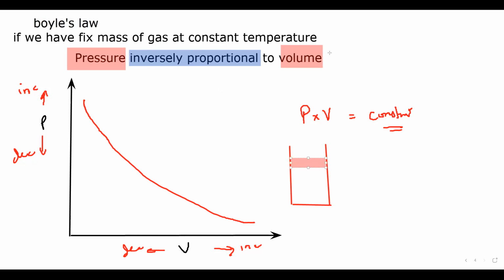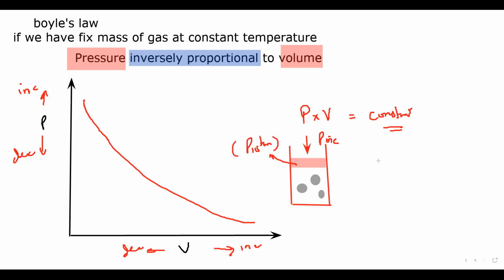This is a container which is filled with gas molecules. So 3 gas molecules are there. And I try to push this container, I try to increase the pressure. If the pressure is increased, what happens to the volume? If this is a movable part, this is a piston which can be moved in and out.